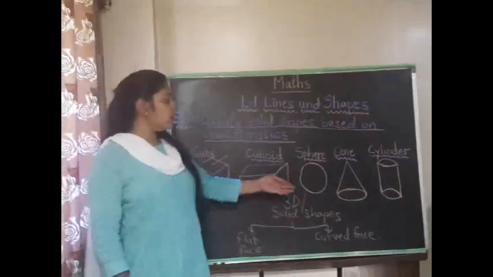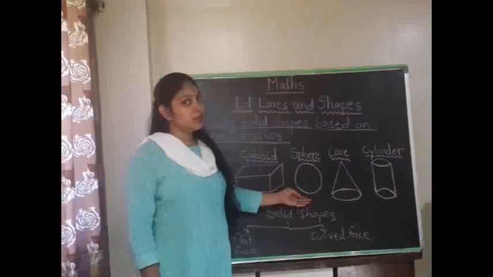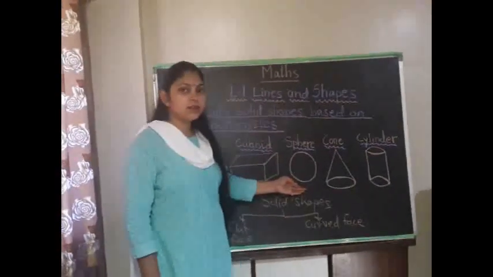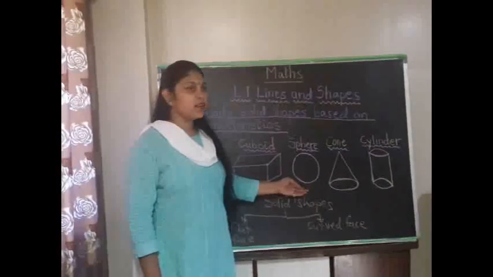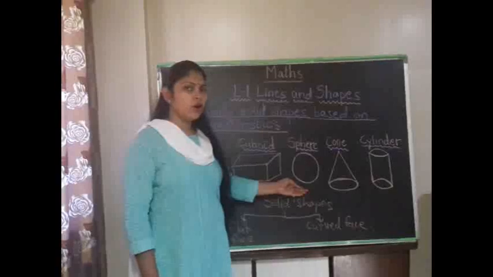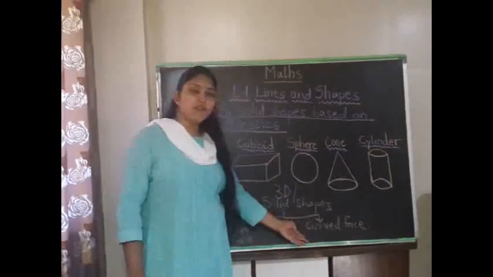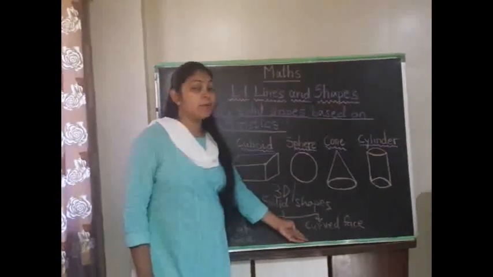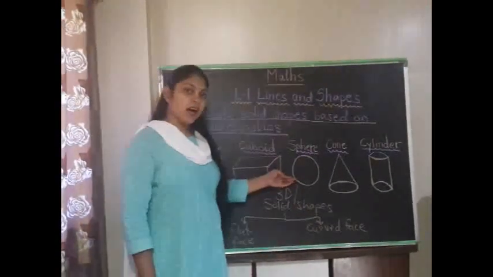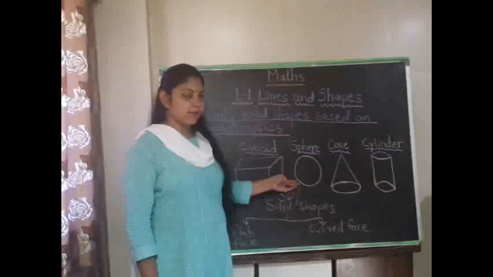Let's move on to our third shape, that is a sphere. Sphere, can you see any flat face here? Correct. Sphere does not have any flat face. So, what is the other type of face? We have another type as curved face. So, a sphere always has a curved face.